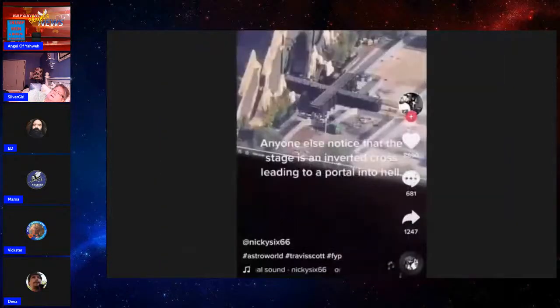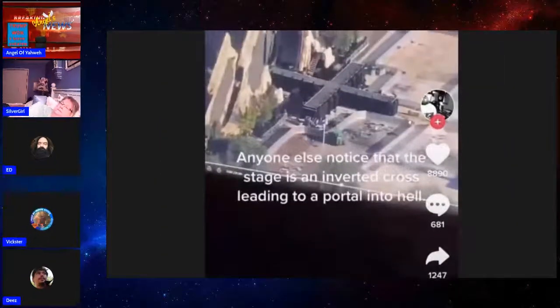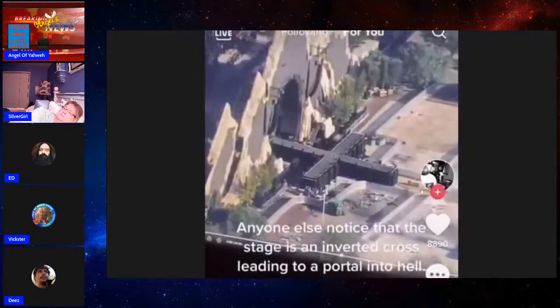And I blame the parents. And look at the stage going out of the portal. It's an upside down cross. Yep, it sure is. You can only tell it from above like that.